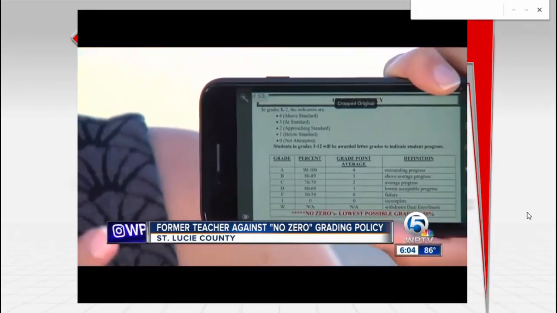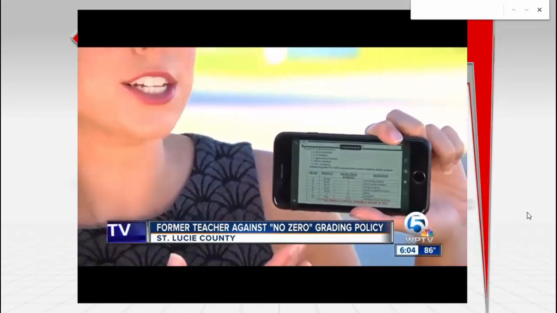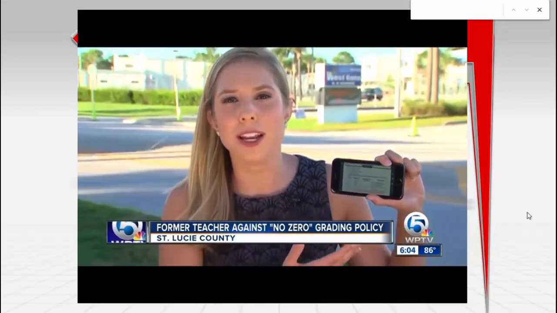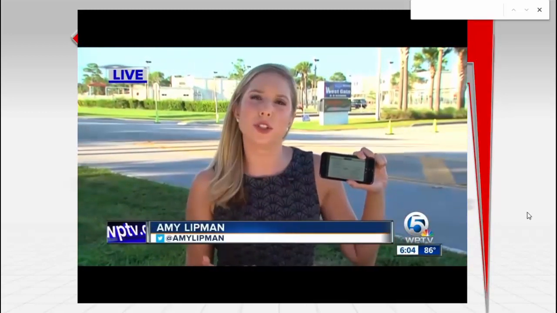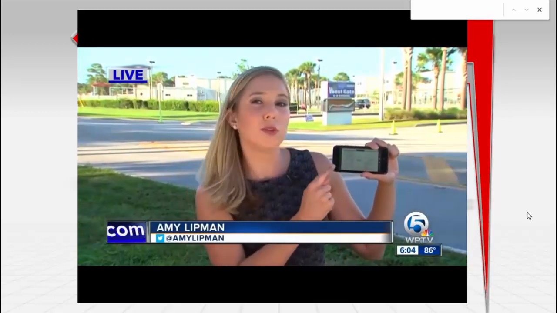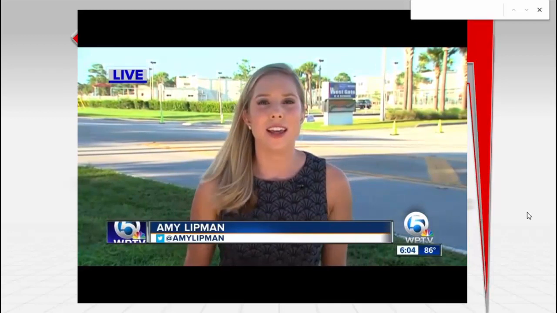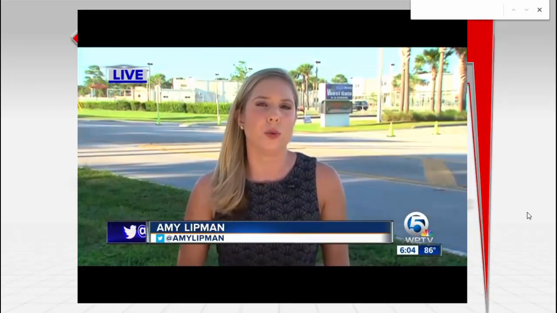And I did reach out to the principal here at Westgate to comment on this no zero policy, but she deferred comment to the school district, who told me that despite the red lettering that you see here, there is no district-wide or individual school policy that prohibits teachers from giving students zeros for work that they don't turn in. Reporting live in Port St. Lucie, Amy Littman, WPTV, News Channel 5.